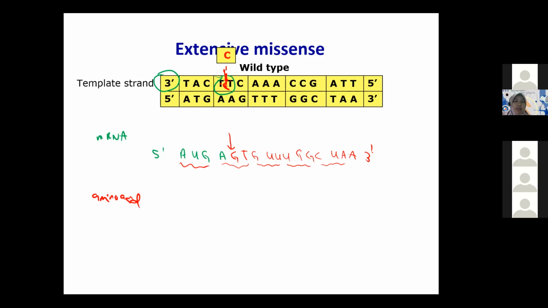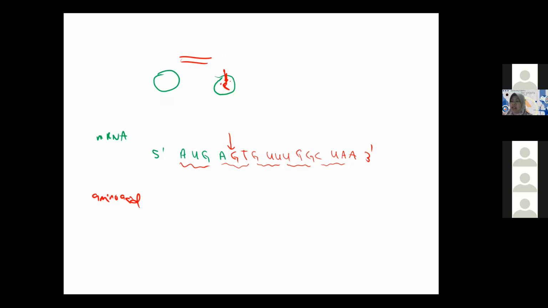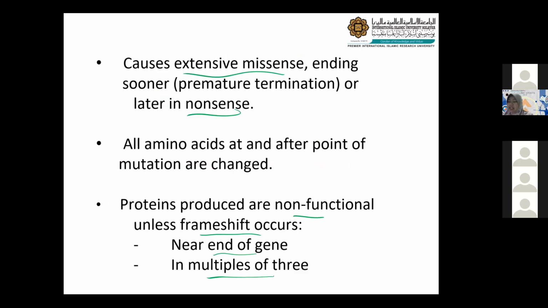Due to the frame shift. Due to the insertion. So where the effect of insertion is, it can cause frame shift mutation, and yet it is extensive missense. Remember what is extensive missense just now? Apa dia cakap tadi? Extensive missense means it can cause the changes to be more extensive, berterusan, semua berubah. Starting from the point of mutation, dia akan berubah. So this is what we call extensive missense.